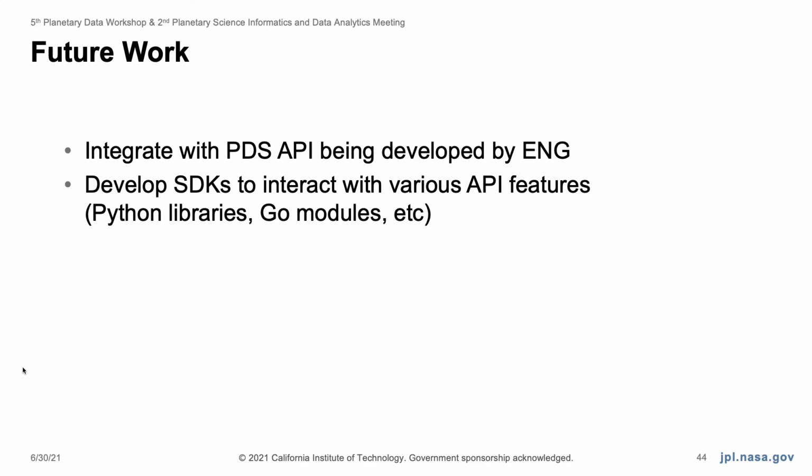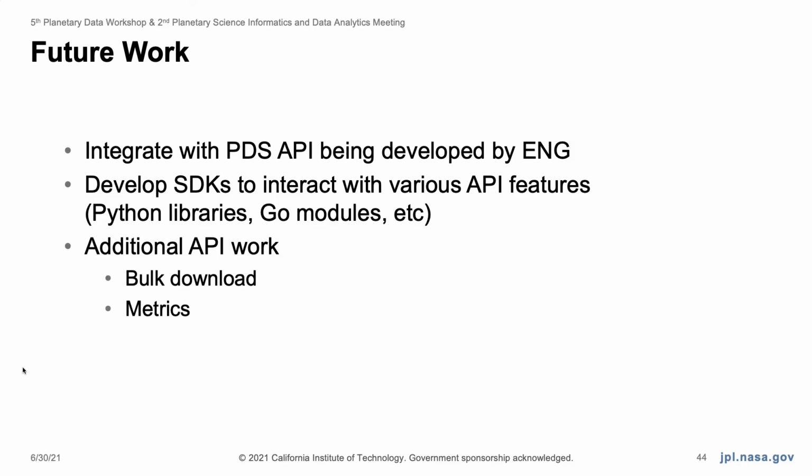Additionally, we hope to develop SDKs to interact with various API features. Think about a Python library that does searching for you, searching against our indexes, or a Go module which you can put in your code to download data products. And there's additional API work that we hope to do, including bulk downloads and metrics. So there's still work to be done for sure.